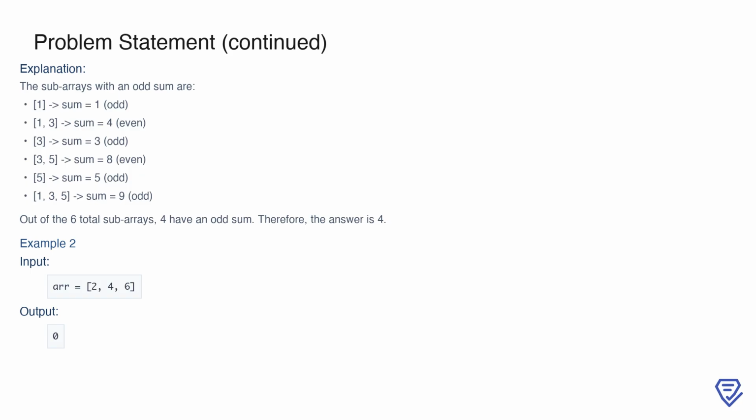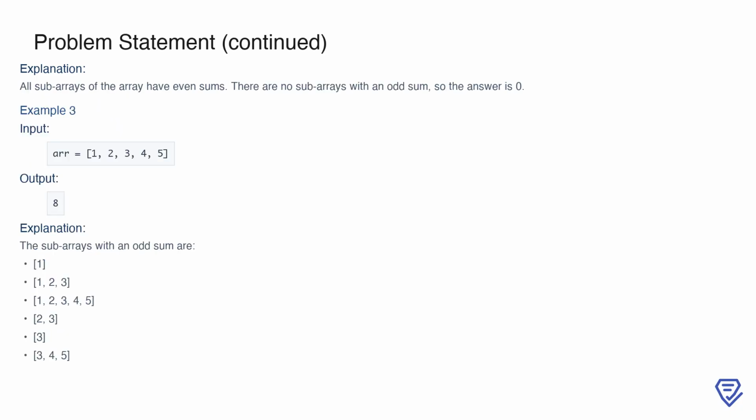Consider the first example where the input array is 1, 3, 5. To find the subarrays with odd sums, we can list all possible subarrays and calculate their sums. For instance, the subarray 1 has a sum of 1, which is odd. The subarray 1, 3 has a sum of 4, which is even, so it does not count. Continuing this process, we find that 3 has a sum of 3, 3, 5 sums to 8, 5 sums to 5, and the entire array 1, 3, 5 sums to 9. Out of all 6 possible subarrays, the ones with odd sums are 1, 3, 5, and 1, 3, 5, giving us a total of 4 subarrays. Therefore, the output for this example is 4.